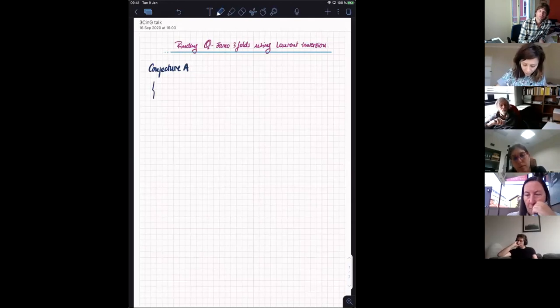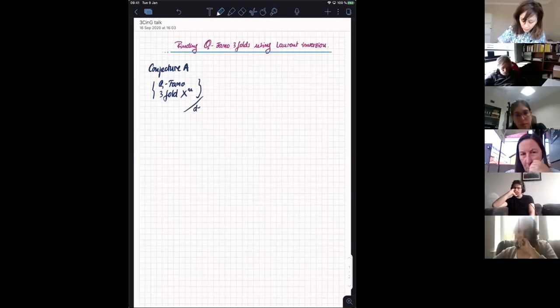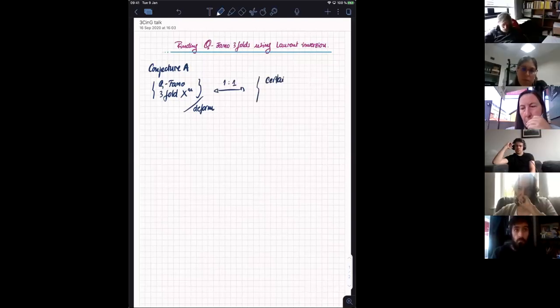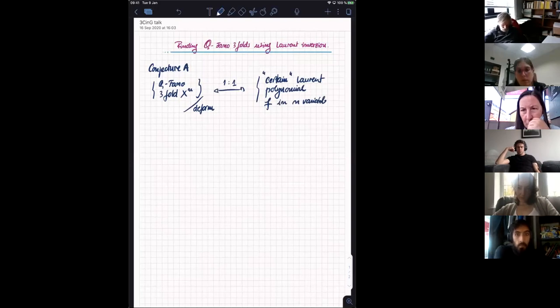So let's say Q-Fano threefold X of dimension n, modulo deformation. It's in one-to-one correspondence with certain, and there was a lot of discussion about what "certain" means, again, even in the previous talk, Laurent polynomials F in n variables, quotienting by mutation. Okay, so you've seen this both in Al's talk and in Andrea's talk.